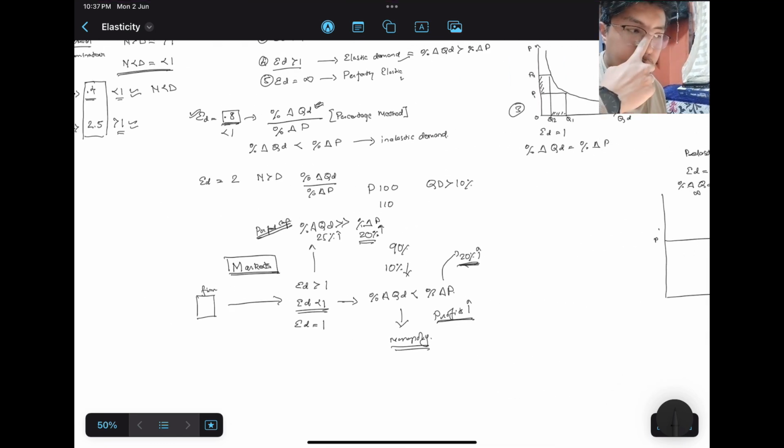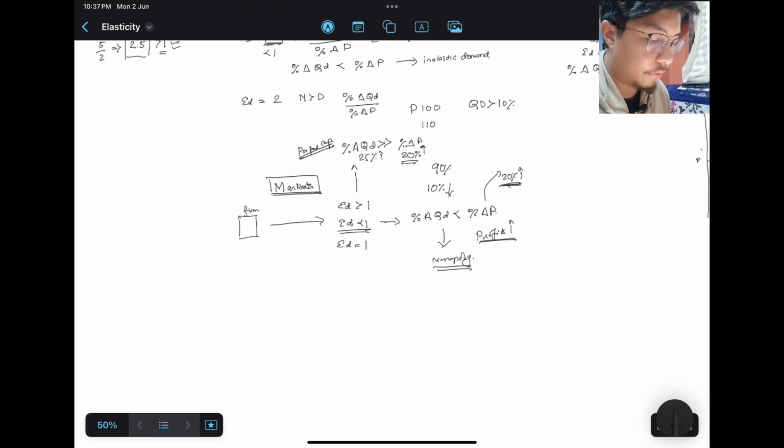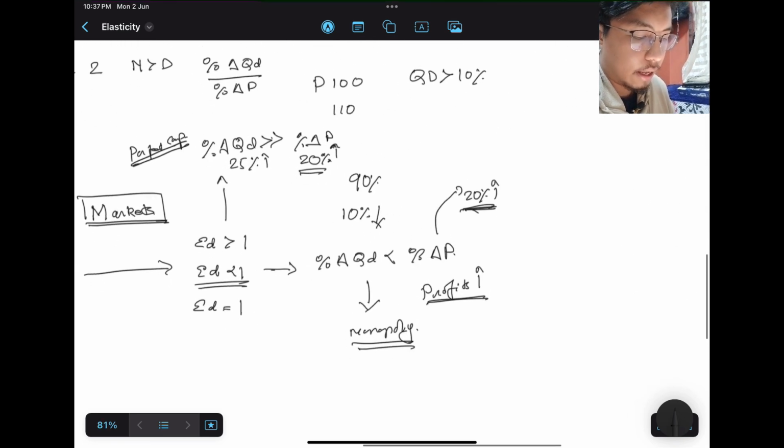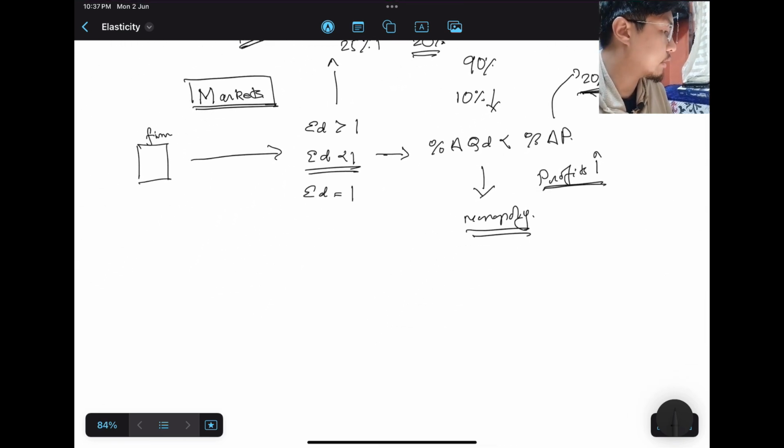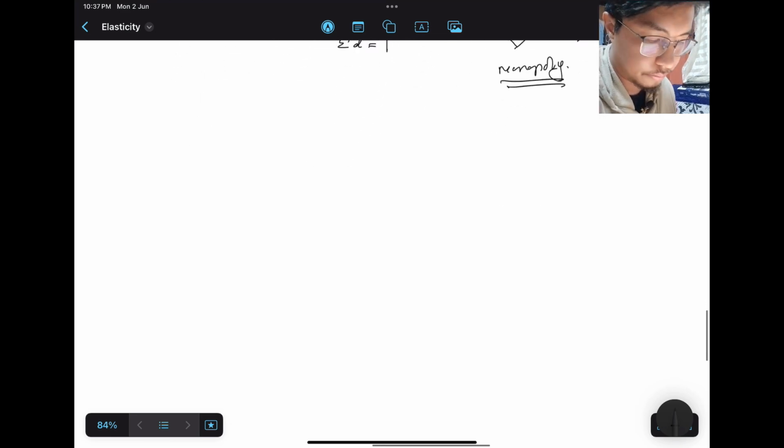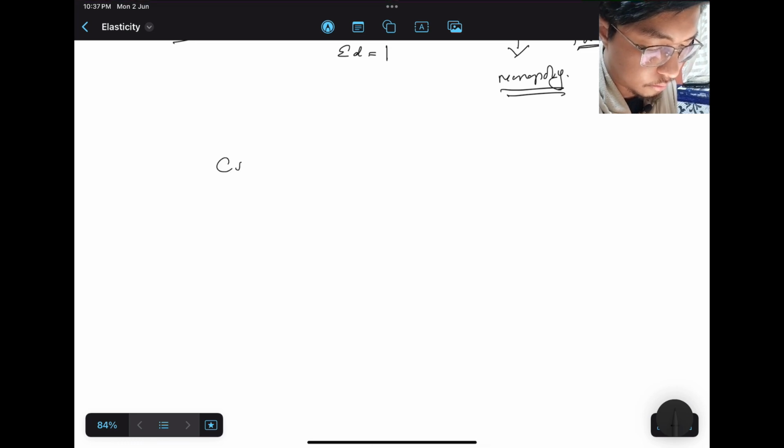Fine. So yeah, I think this sums up everything. And there are factors affecting elasticity of demand, which I'm sure you'll be able to do on your own. The other topic which I wanted to discuss was cross elasticity of demand. Okay, next is cross elasticity.